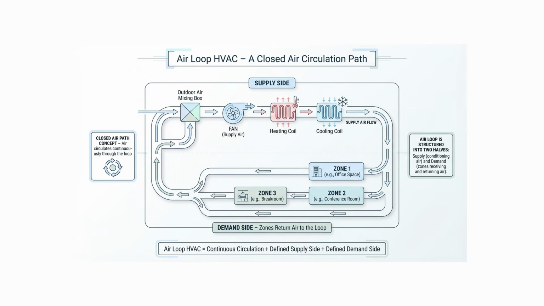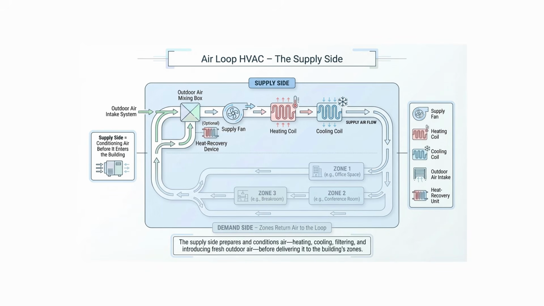As the name suggests, an air loop is organized around the idea of a closed air circulation path. The system is divided into two main sections, the supply side and the demand side. On the supply side, the system conditions the air before sending it to the building. This part of the loop can include many types of equipment, such as supply fans, heating and cooling coils, heat recovery devices, and outdoor air intake systems that bring fresh air into the building.